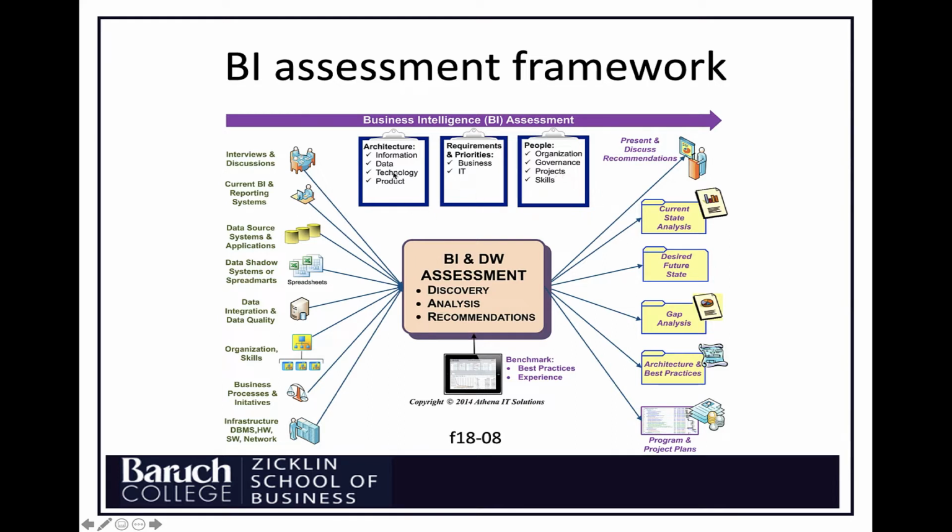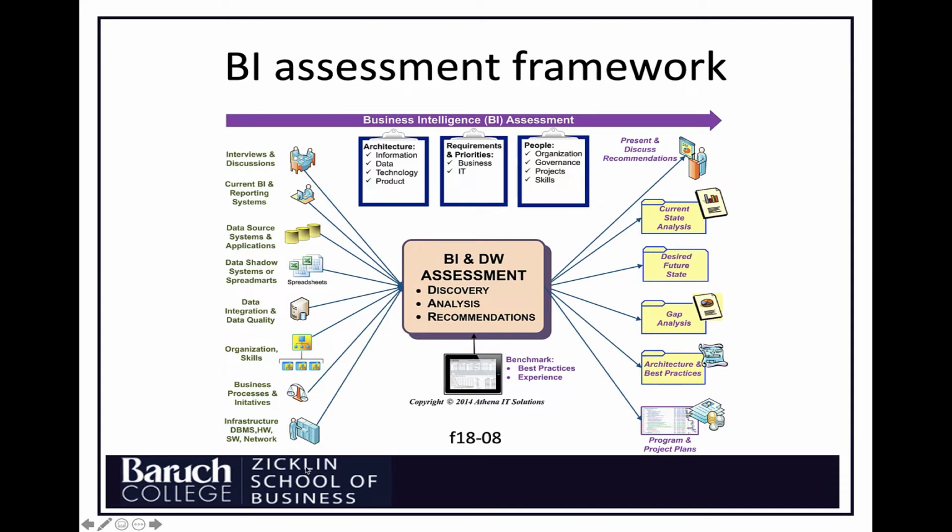So the way it works, BI assessment consists of 3 phases. We have discovery. In discovery, we do interviews, we have discussions with relevant people, we look at the systems that exist at the moment in the company, we look at the sources of data, the systems, the integration technologies, the quality of data, the resources available, and the infrastructure.